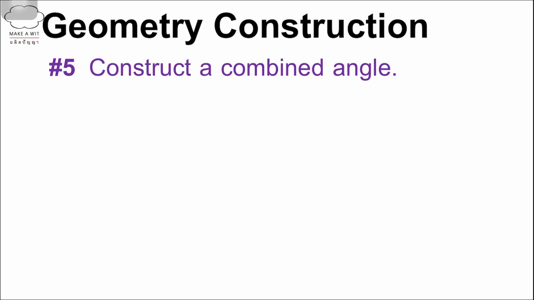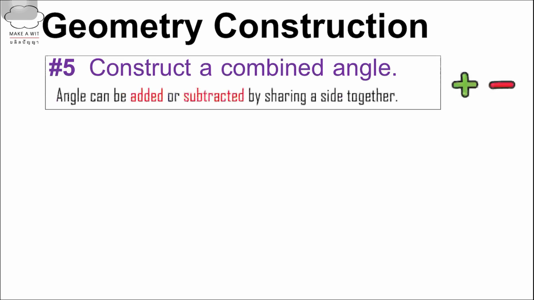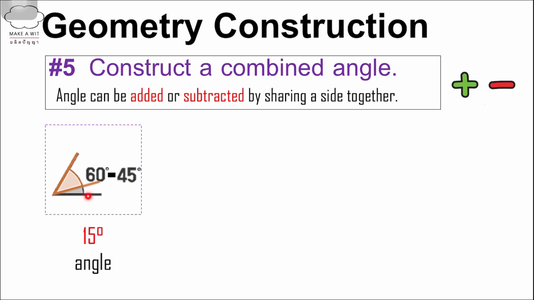Construct a combined angle. Now, this one you will use your knowledge from before. For all the construction, try to make a combined angle. So combined means plus, okay? Or you can minus as well. So the angle can be added or subtracted by sharing a side together. Now let's see. When you have 60 degrees, when you minus 45, what happened? You will have a 15 degrees angle over here, the small angle over here, right?